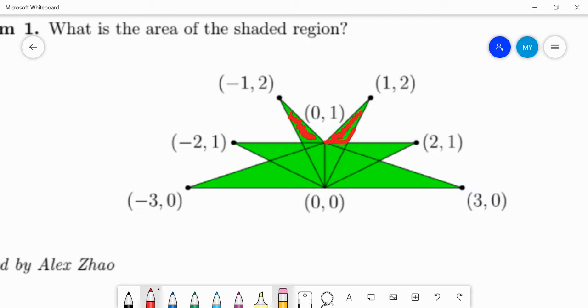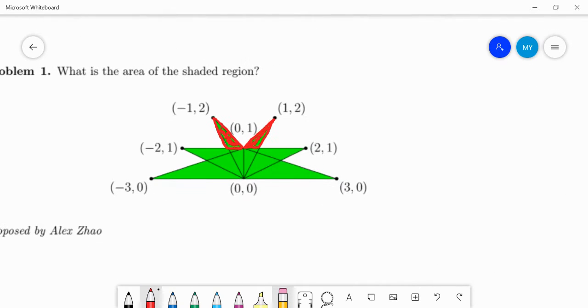So this triangle and this triangle. These 2 triangles, let's call this region region 1. And now we can just keep doing this.